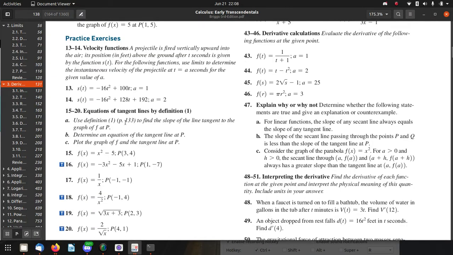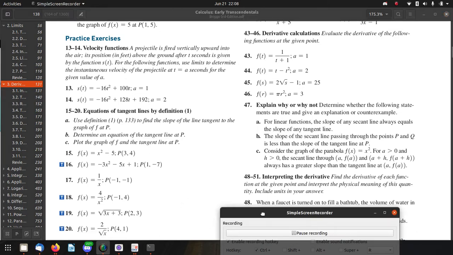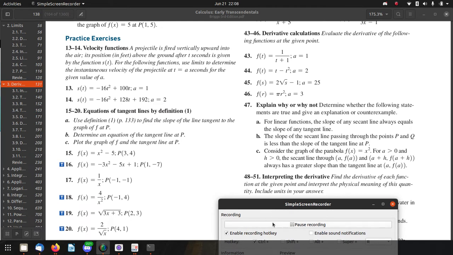So they said use definition, page 133. So they want you to use the alternate definition. Pause the video and write out that alternate definition. I'm going to do the same thing. My mistake there, but we didn't lose any time, and both of these are valuable. So keep that in mind.